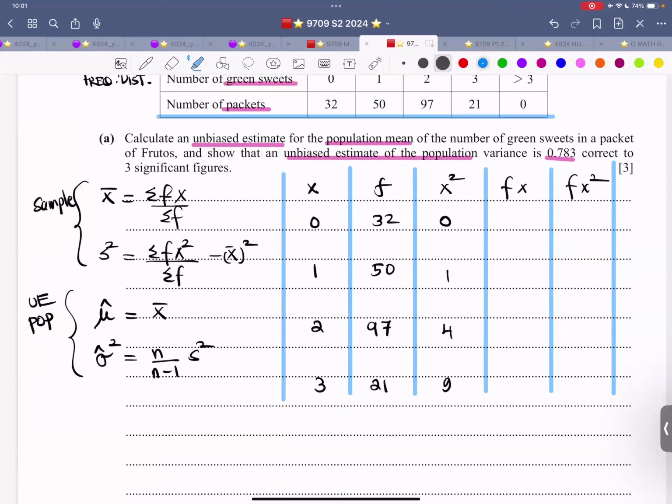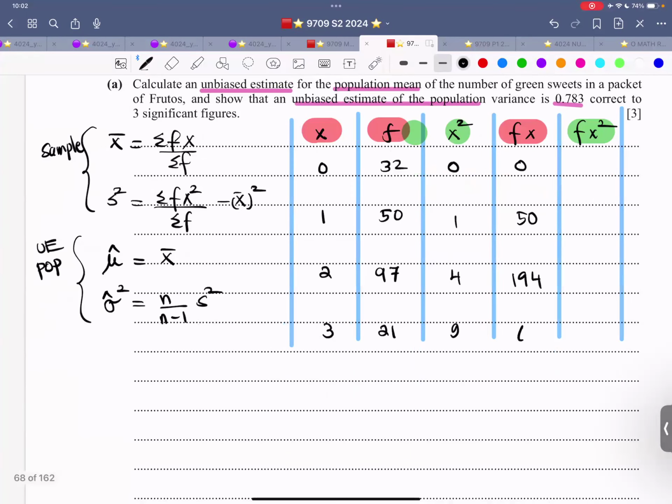Now, let me focus on this. You take X, you take F, you multiply, you get Fx. You take F, you take X squared, you multiply, you get Fx squared. So that's the thing that you need to do. So this is 0, X into F. That is 0. This is 50, 97 into 2, 180 plus 14, 194. And 21 into 3, that is 63. Add it all up, that is sigma Fx. Add it all up, that is sigma F, which is already given as 200. Add it all up, this will be sigma Fx squared.